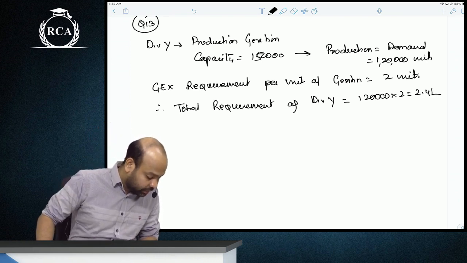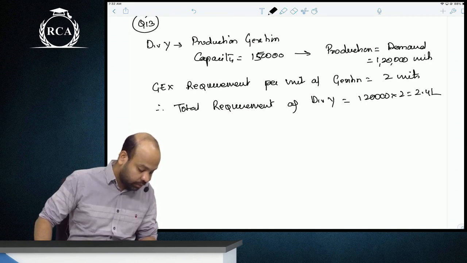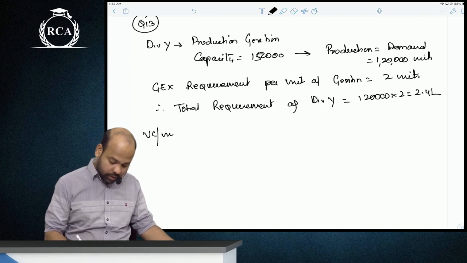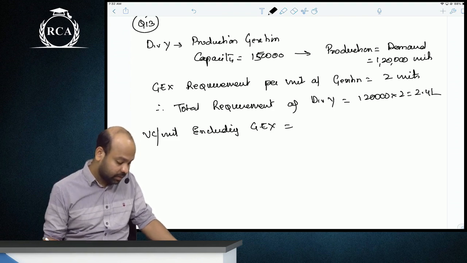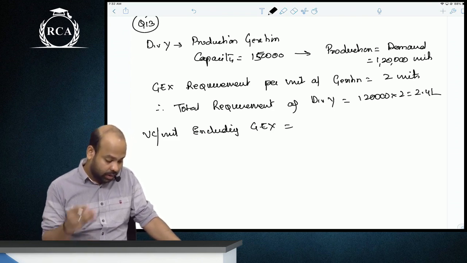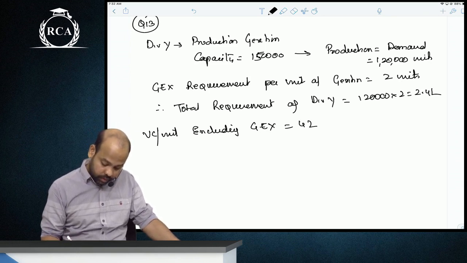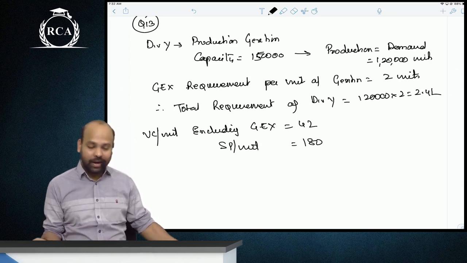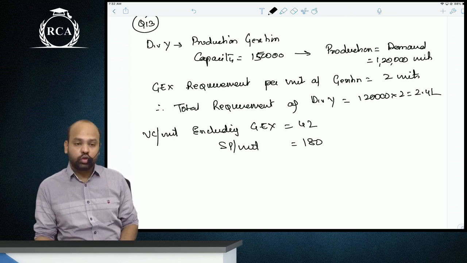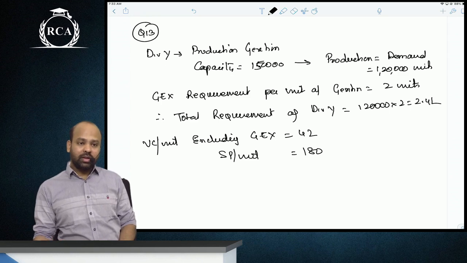Their variable cost per unit, excluding component GX, is 22 plus 13 plus 35, that is 42. Their variable cost per unit excluding GX is 42. The selling price per unit they are getting is 180. So this is their variable cost per unit and this is their selling price per unit.